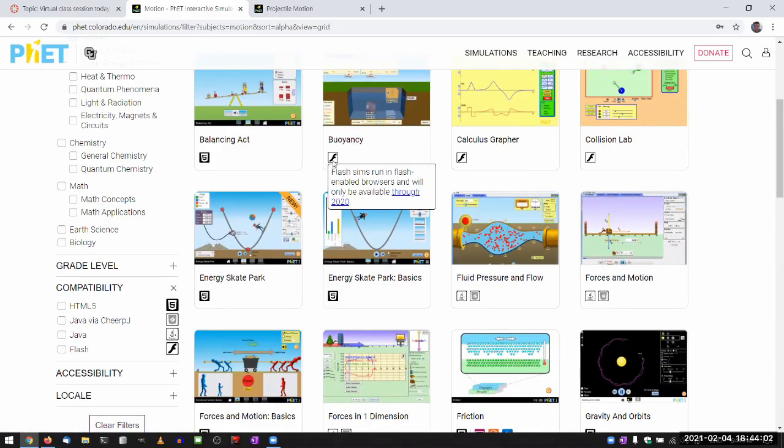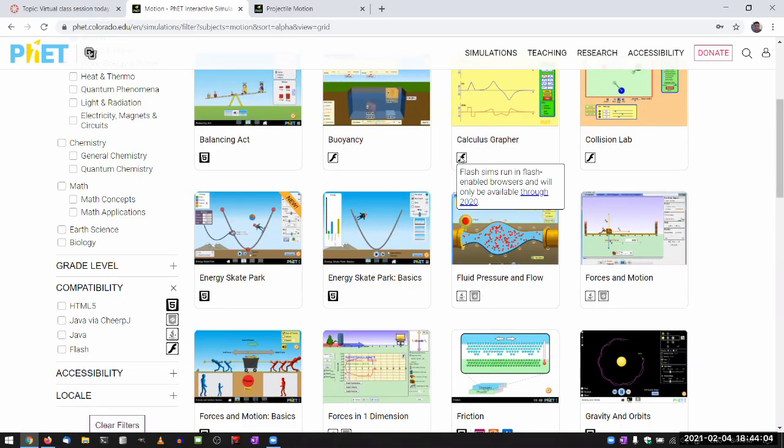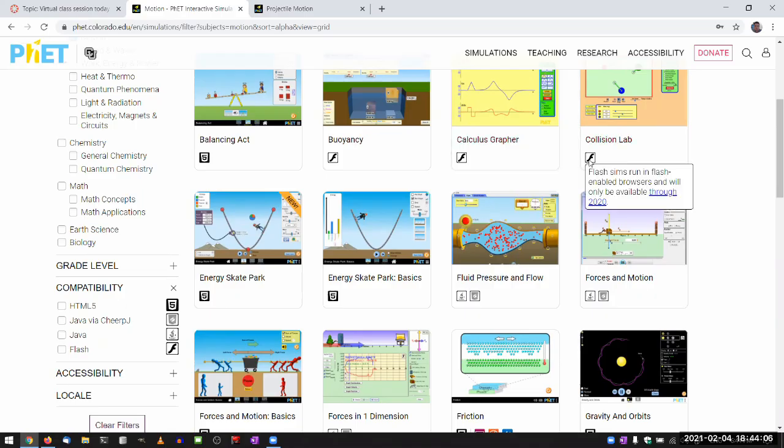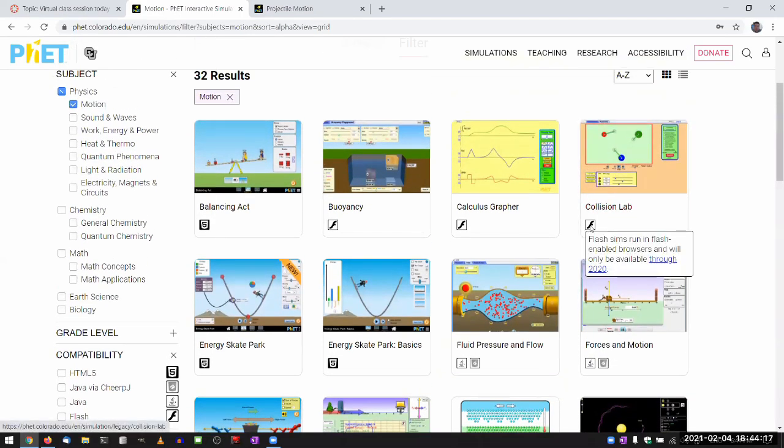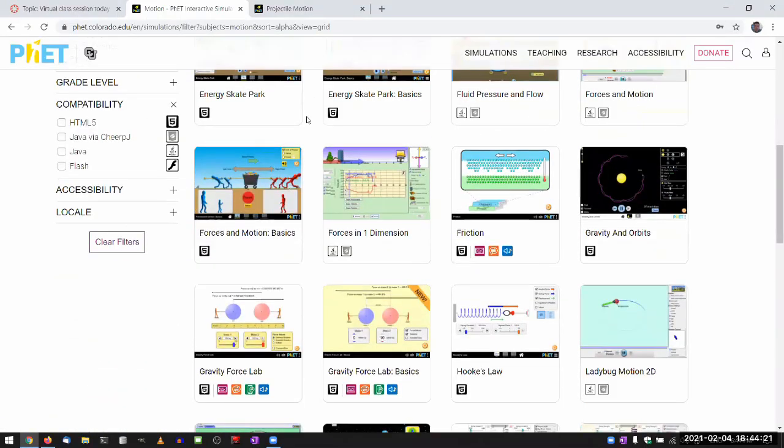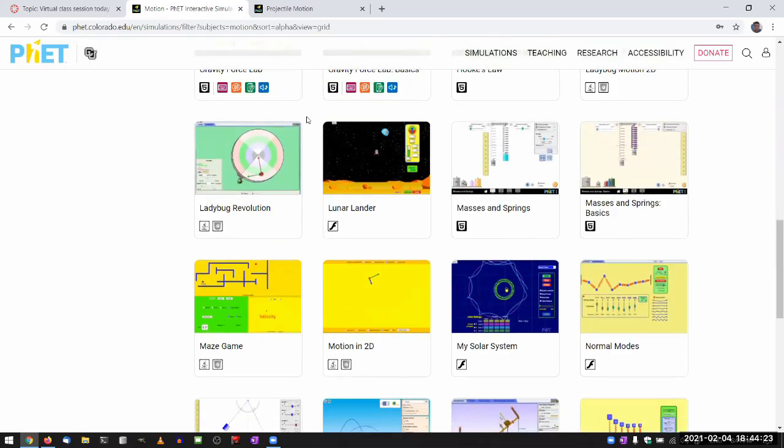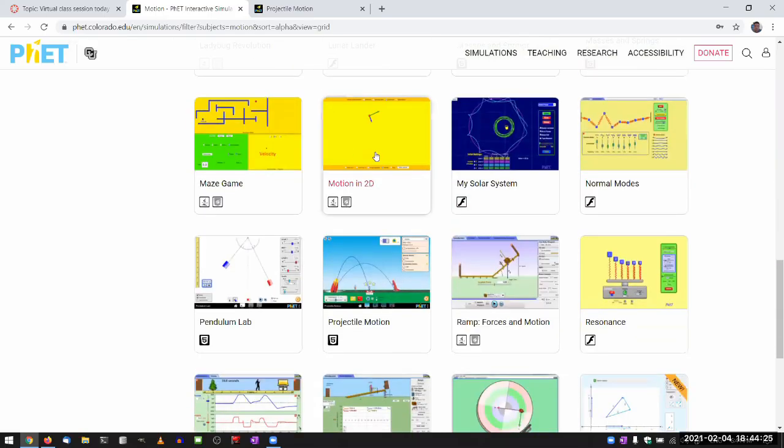Anything with the F symbol, which are Flash simulations, there is a way to run it, but you have to kind of go through hoops. And I think I'll describe that at some point. But I think they didn't want to show this by default. So that's why you turn it off to show all these. And the centripetal acceleration simulation, yeah, it was this one.